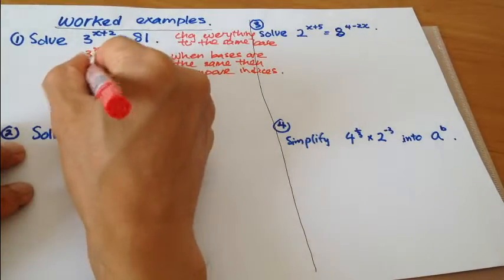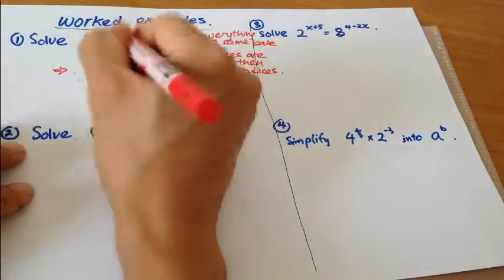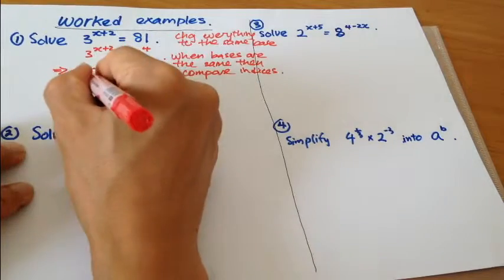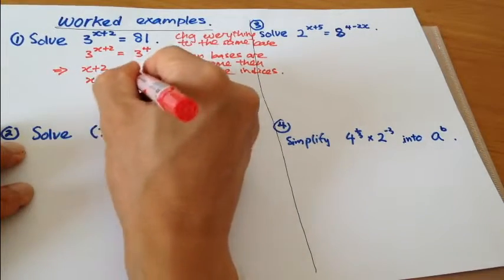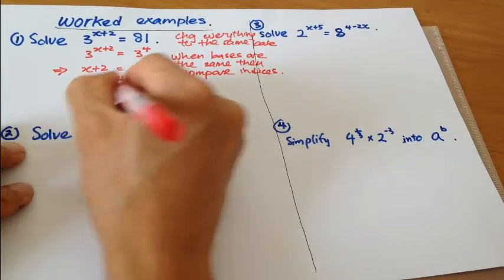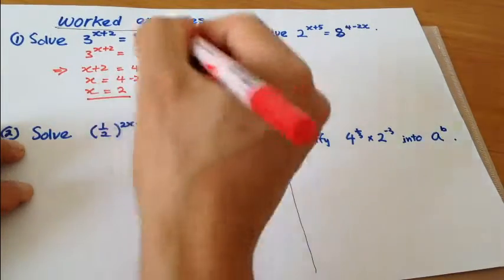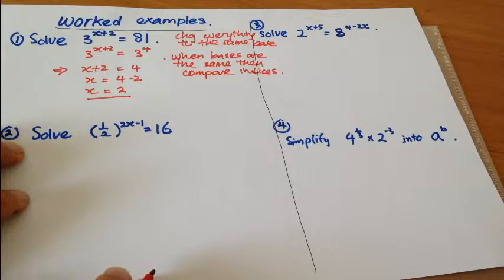So now you have x plus 2 equal to 4. So x is equal to 4 minus 2, or x is equal to 2. So that's the answer. x is equal to 2.